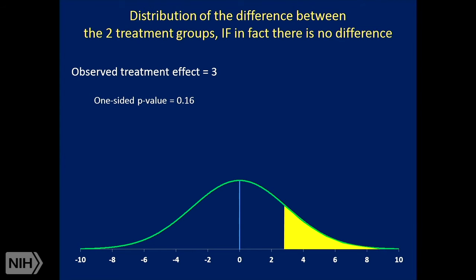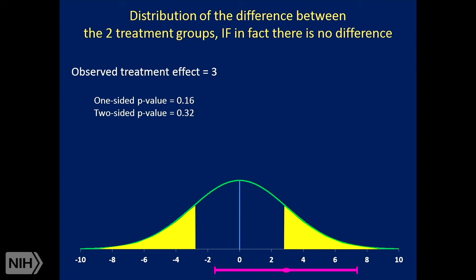The one-sided p-value is 0.16. One-sided because you only look at whether it is greater, and that's it. And the two-sided is you look at both sides. It could be more extreme this way, or it could have been more extreme the other way. So the two-sided p-value is 0.32. And the confidence interval is shown here.